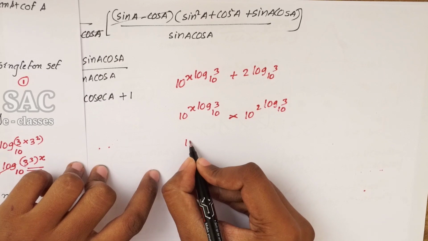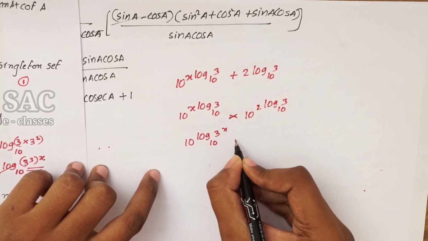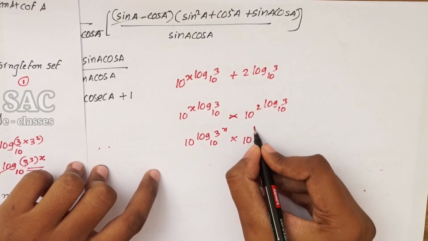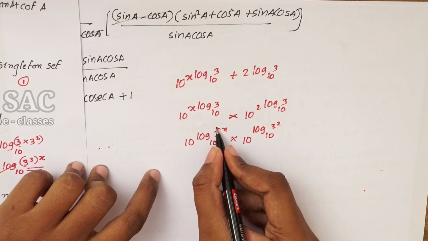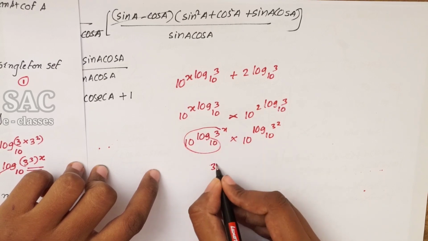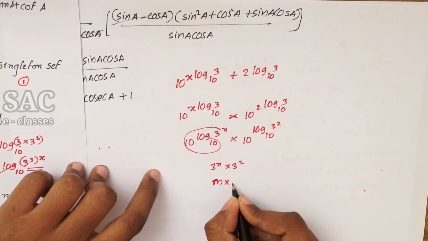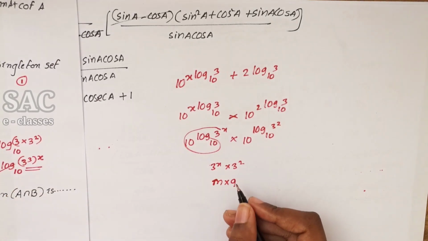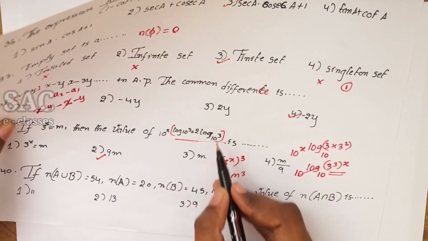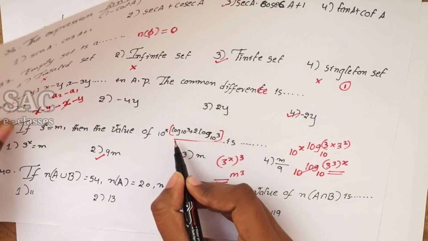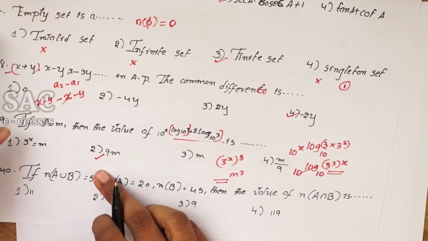You can write that as 10 to the power of log 3 to the base 10, whole power x, into 10 to the power of log of 3 square to the base 10. Then you will get 3 power x into 3 square. 3 power x is anyhow m, as they have given, and 3 square is 9. Then the answer is 9m. Based on the x, the bracket they have given is like this, that's why I have done it. Maybe the bracket is like this, which means we are getting the option.